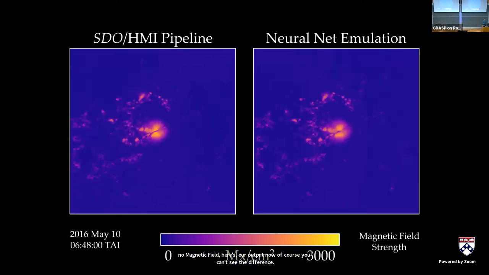So let's zoom in on a sunspot. And if you stare at these long enough, you can spot that the pipeline produces something which has the magnetic field slightly stronger. Ours is a little weaker, but you can see that qualitatively the results look quite nice and quite similar. And the key is that the thing on the right is produced about 100 times faster.